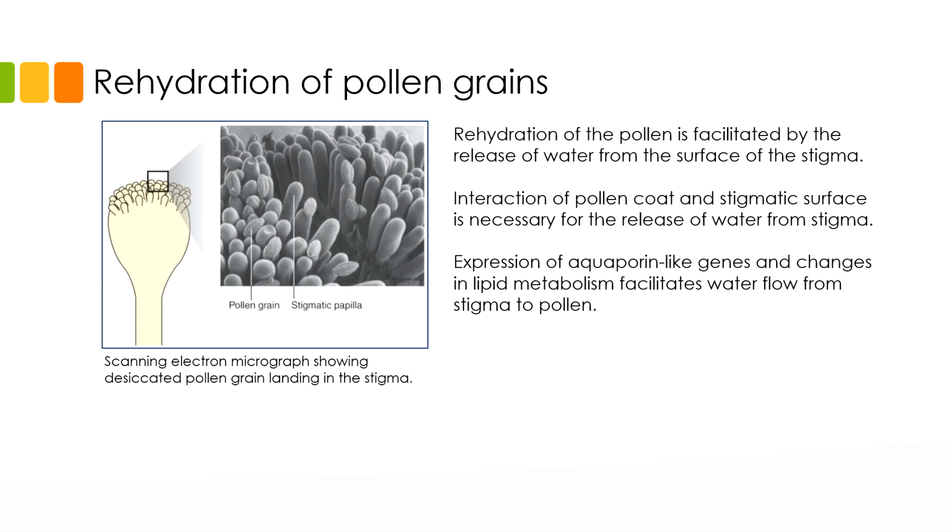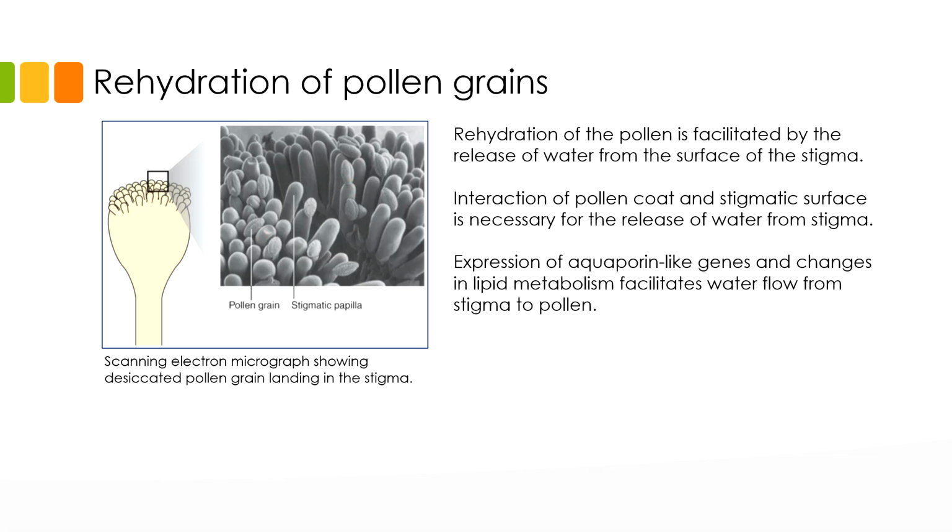The rehydration of the pollen grain is facilitated by the release of water from the surface of the stigma. This occurs the instant the pollen coat touches the surface of the stigma. The mechanism for water release from the stigma has not been fully determined, but the action of specific genes like the aquaporin-like genes and flavonols have been implicated in the process. Pictured on the left is a scanning electron micrograph showing desiccated pollen grains landing on the stigmatic surface of the Arabidopsis plant. So if you look at these elongated structures here, this, and this, these are pollen grains.